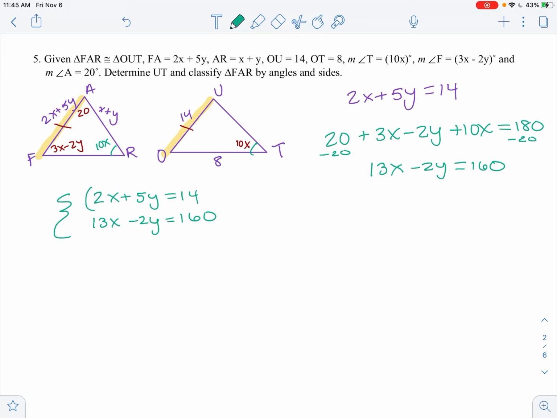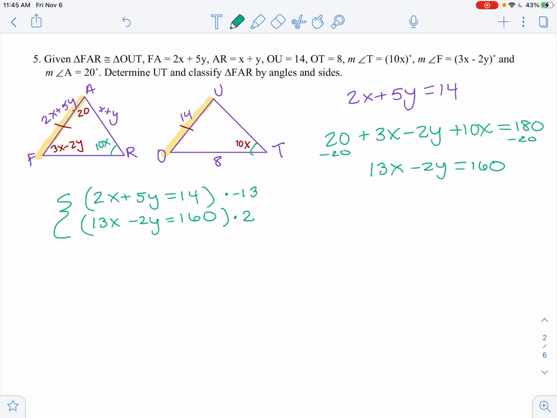I could multiply this top equation by negative 13, and I could multiply this bottom equation by positive 2. That way I'm going to get a negative 26x and a positive 26x, so it will eliminate. That was my goal, right?